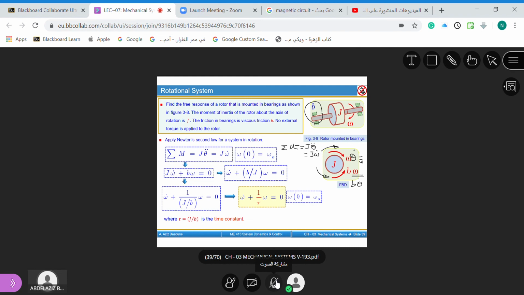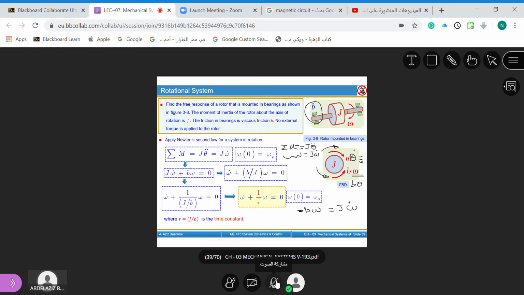We can express the left-hand side. The left-hand side means we should introduce all the moments that are there. What are the moments that are here, guys, in this figure? We don't have any moment except the one in the opposite direction, minus B omega, equal to J omega dot.